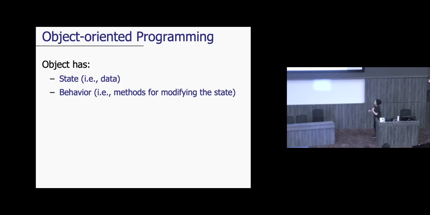So in OOP, there are two rough things you need to take note of. An object is something that has two things. It has state and it has behavior. Think of state as basically the data that you're going to manipulate. Think of behavior as basically specifying how that data is going to be manipulated.